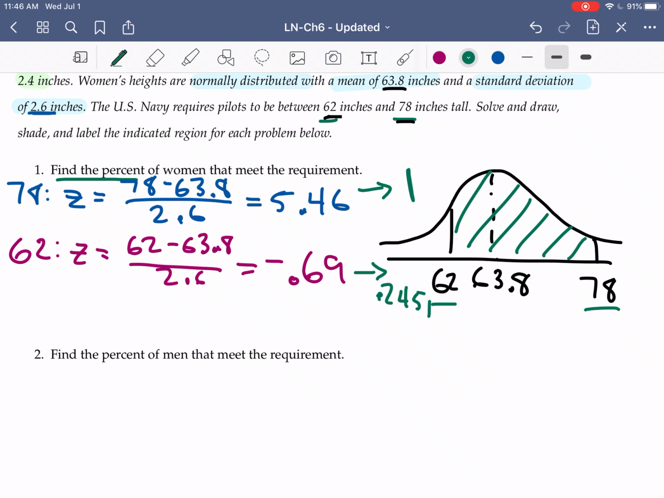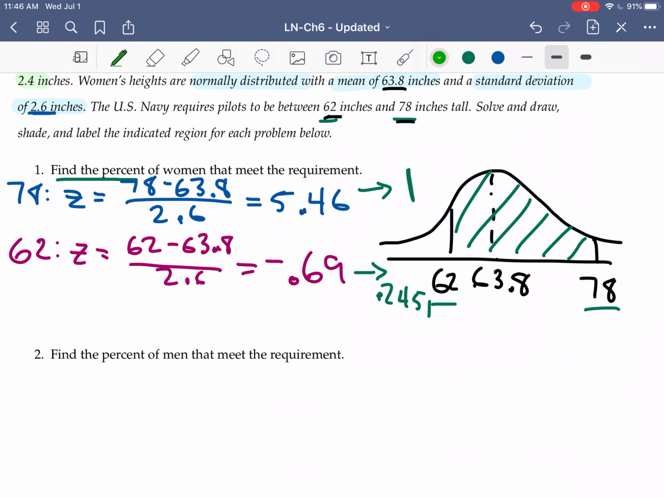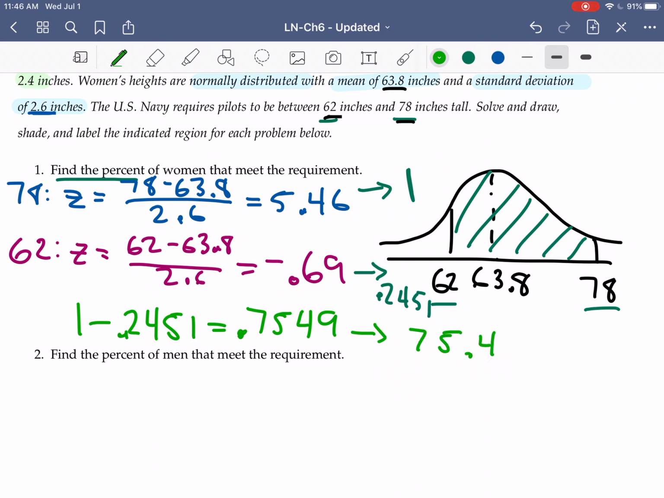And so if we want to know what is the percent of women that meet the requirement, we're going to take the difference between those two areas. So we're going to take 1 minus 0.2451. And if we do that, we get 0.7549. This asks for the percent. So as a percent, that is 75.49% of women, they meet the requirement.